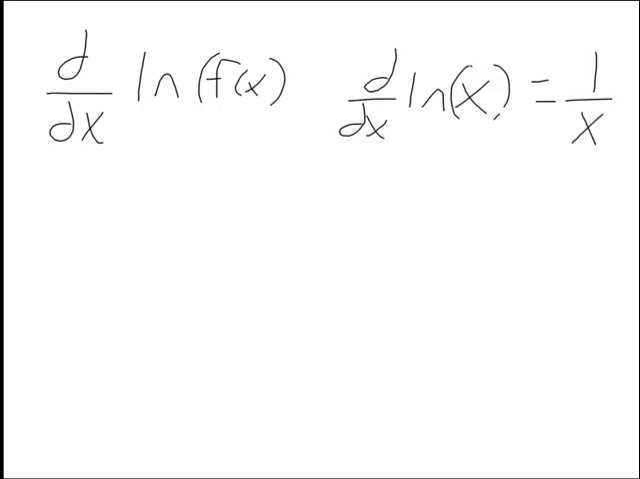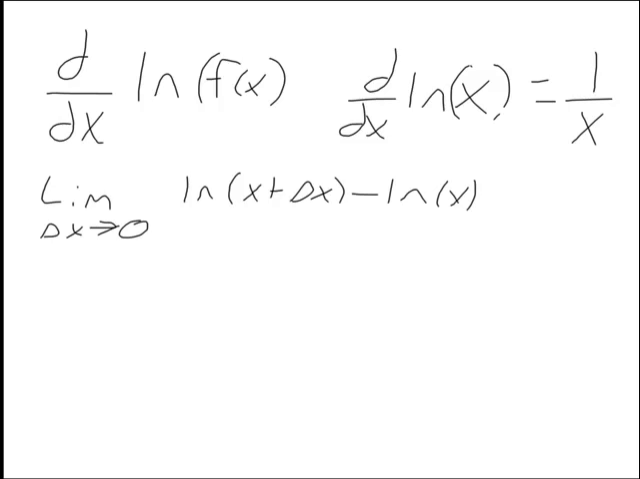So to do this, I'll just go through our definition of the derivative, which is the limit as delta x approaches 0 of f of x plus delta x. Well, in this case, our function's natural log of x. So f of x plus delta x will be natural log of x plus delta x minus f of x, which is just natural log of x, over delta x. So this is our derivative of the natural log of x if we can evaluate the limit.